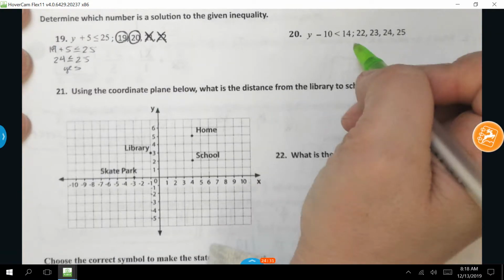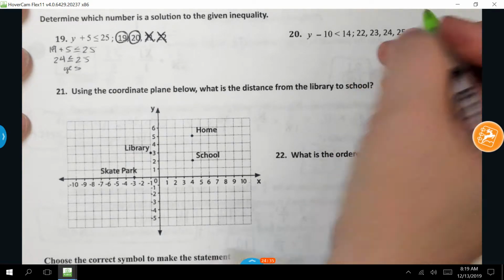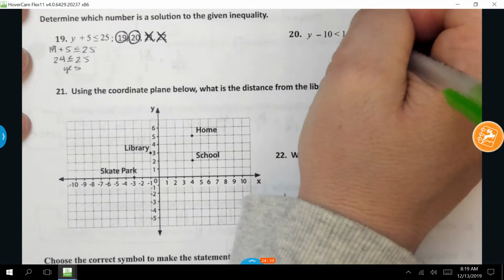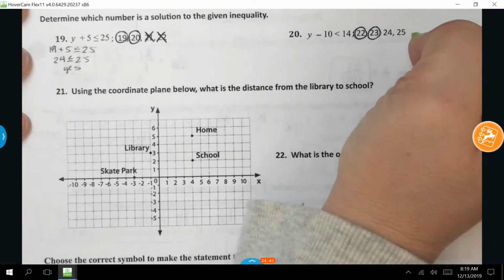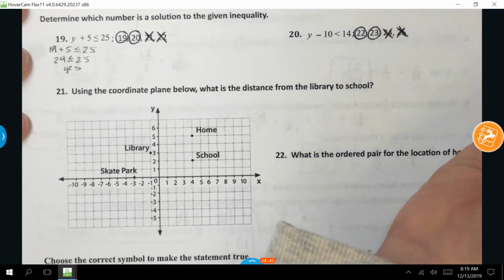All right, number 20, what did I circle? What did we X out? 22 and 23 are circled, and 24 and 25 are X. 22 and 23 are circled, 24 and 25 X out. Do we agree? Yes, okay.